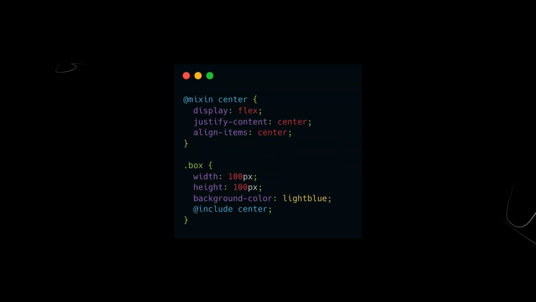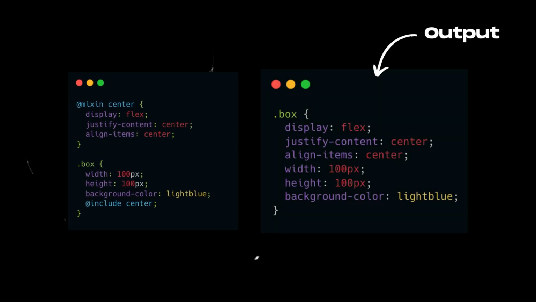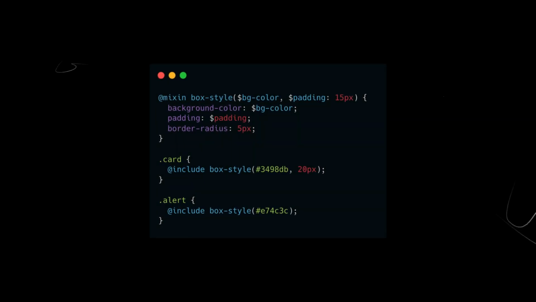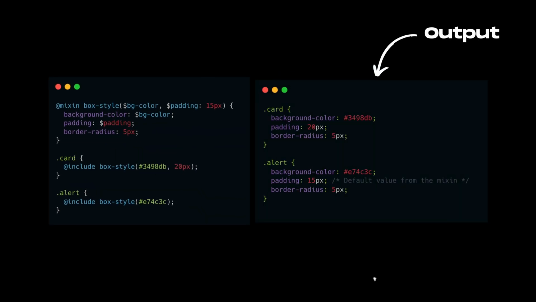Mixins in Sass allow you to define reusable chunks of CSS that you can include throughout your style sheet. A mixin is created using the mixin directive and is included in styles with the include directive. In addition, a mixin can take parameters. This makes them even more flexible.